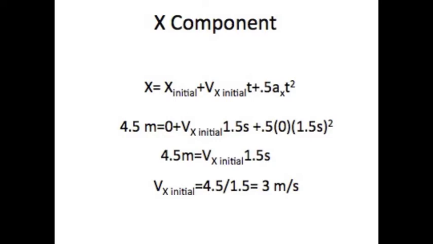So we have 4.5 meters equals 0 plus Vx initial times 1.5 seconds plus 1/2 times 0 because there's no acceleration in the x direction times 1.5 seconds squared. So solving for Vx initial, we eventually get 4.5 divided by 1.5, which equals 3 meters per second in the x direction.